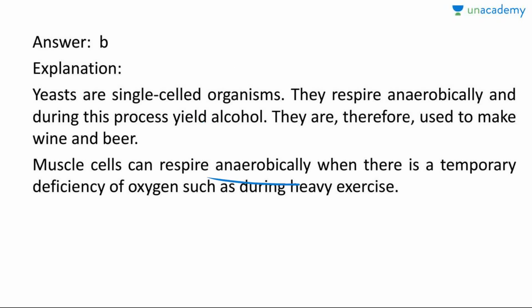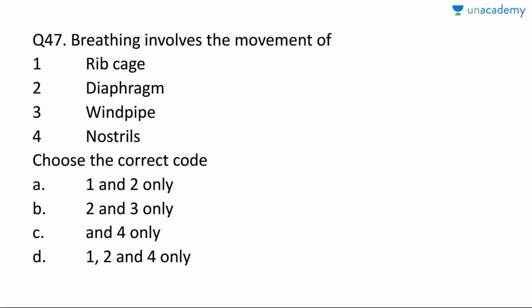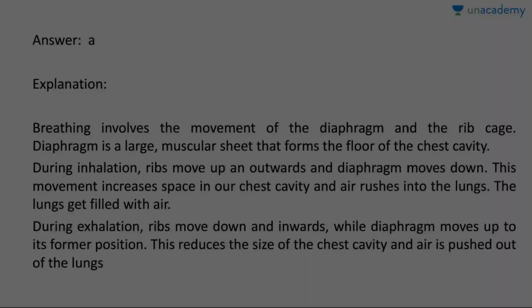Muscle cells can respire anaerobically when there is temporary deficiency of oxygen, as during heavy exercise. Question number 47. Breathing involves the movement of which of the following? Rib cage, yes. Diaphragm, yes. Windpipe, nostril, they do not move. Answer here is A, 1 and 2.